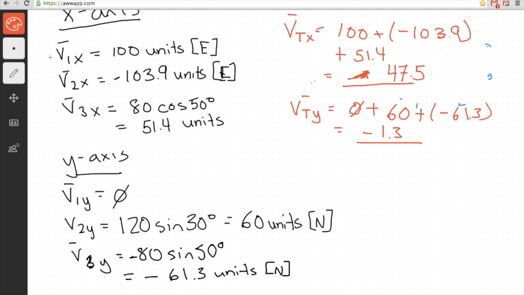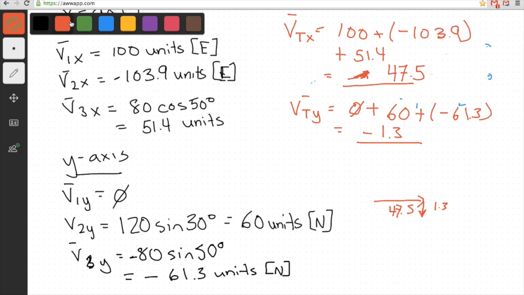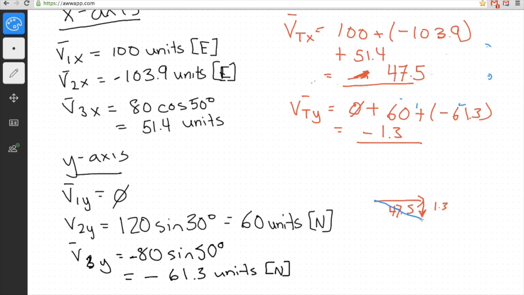So let's look at what that would look like as a vector. So if we were to draw that, then we would have a vector going to the east, 47.5, and then going a little bit south at 1.3. So our line that we're trying to find is this guy right there. And we not only want to find its length, but we want to find this angle as well. So in order to find how long this is, we use Pythagorean theorem because we have two sides of a right angle triangle.